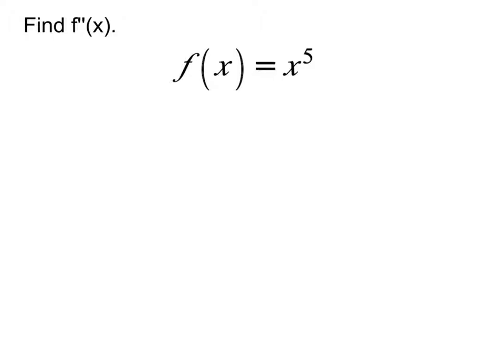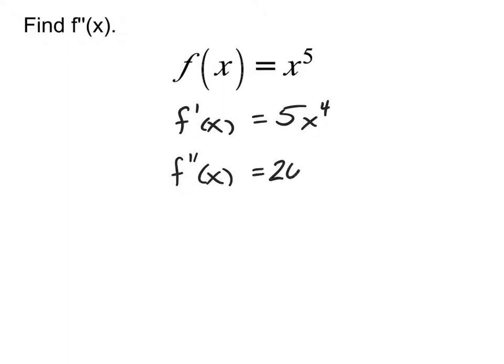All right. Now find f double prime of x. That means the second derivative. So in other words, the derivative of the derivative. All right, so when I do that, I'm again going to use power rule. So I'm going to multiply the 5 by the 4, which gives me 20. And then I subtract 1 from my exponent as before, so that gives me 20x cubed. And you can find the second derivative that way.